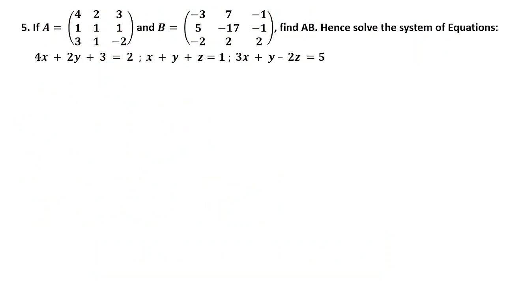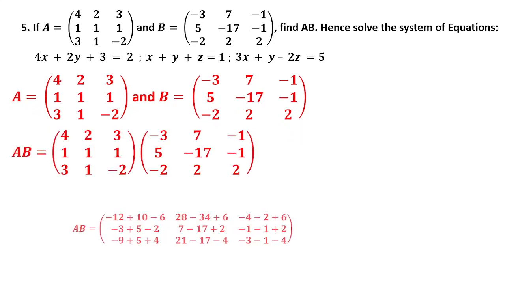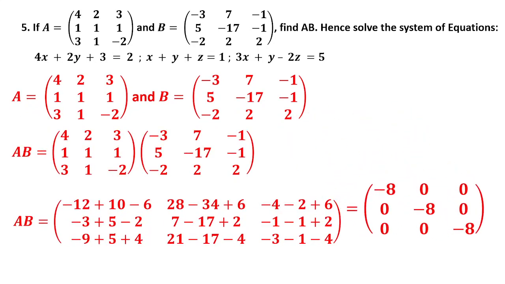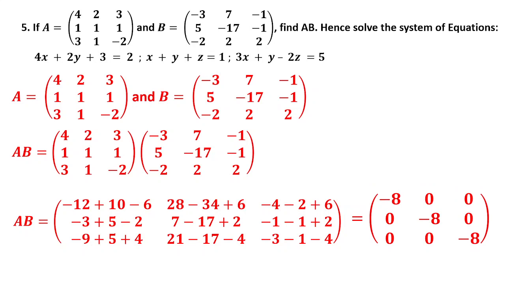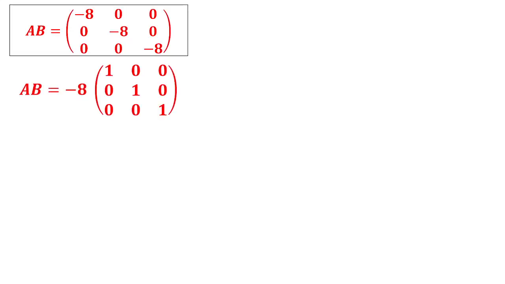Question number 5. Here A and B are given. You have to multiply and hence you have to solve the system. Don't take it as two separate problems. In the previous problem, when I multiplied the given two matrices, I got an identity. Let us check what we are going to get in this problem. A is given, B is given. AB I am finding. To my surprise, I got it as minus 8, 0, 0, 0, minus 8, 0, 0, 0, minus 8. Fantastic. What I have to do now is take minus 8 outside. When I take minus 8 outside, I am getting an identity matrix, so it is minus 8I. Previously, it was I in problem number 4, now it is minus 8 into I.